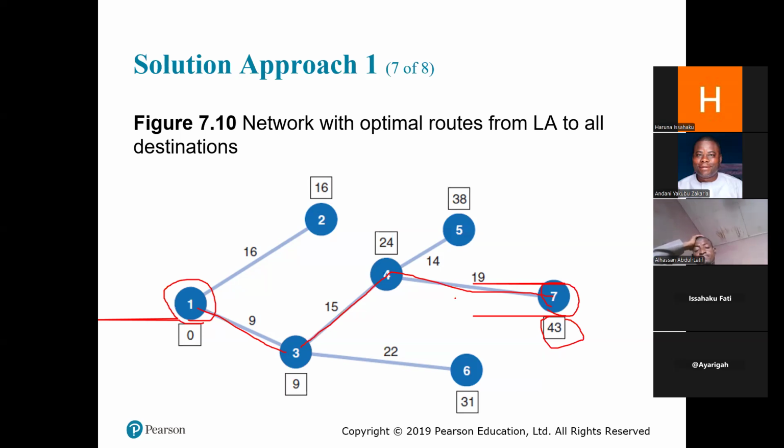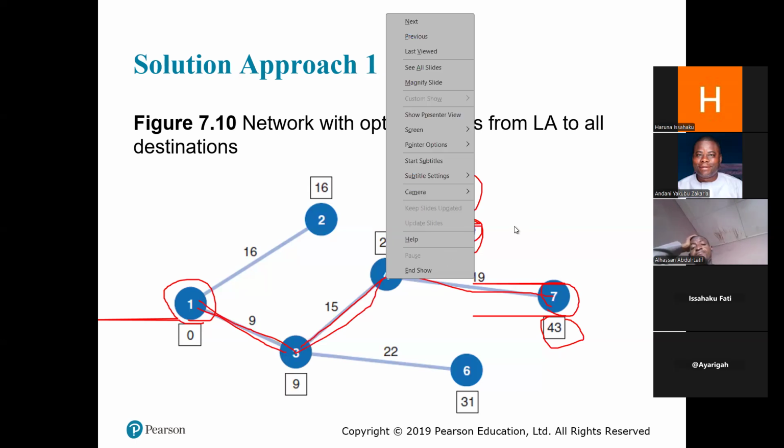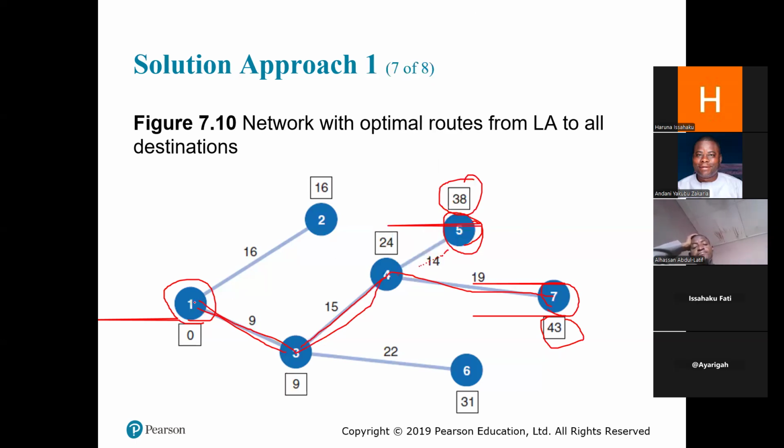The same thing, if you want to come to 5, it will take you a time of 38. But that will be if you move from 1 to 3 through 4 and then to 5. Rather than moving from 1 to 2 and then from 2 you now want to go to 5. You will spend more time.